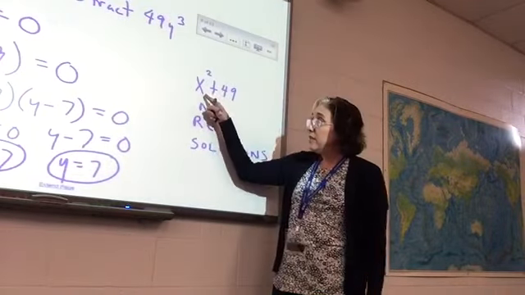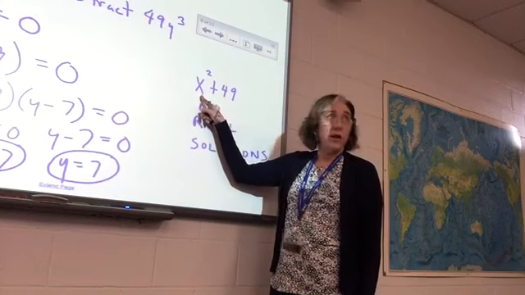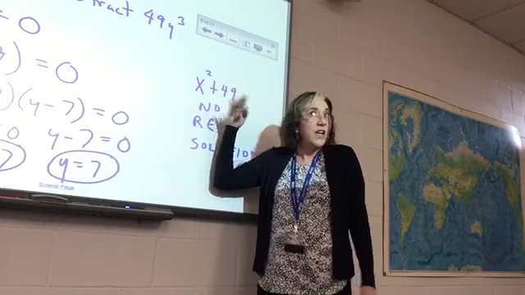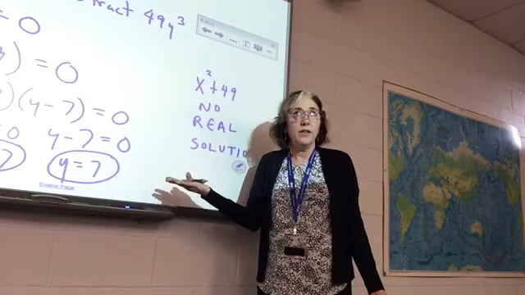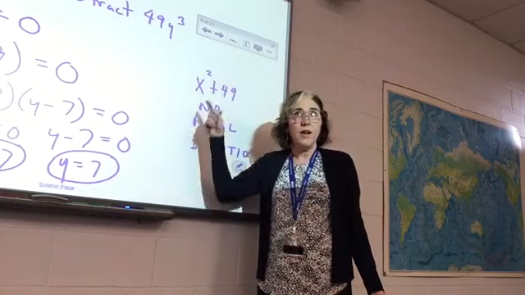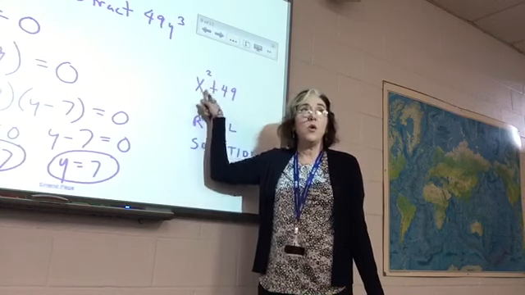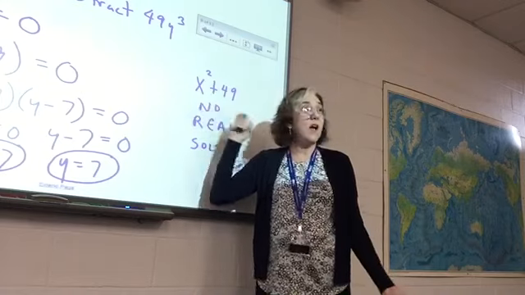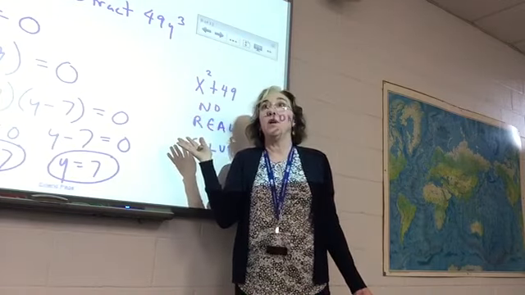It's saying a number squared plus a number. That could never be 0, right? Do you see why? Because this is always going to be 0 or a positive number because you're squaring. If you add 49, there's no way to make that come out to 0. Okay?